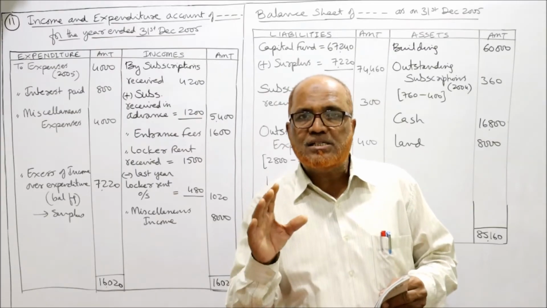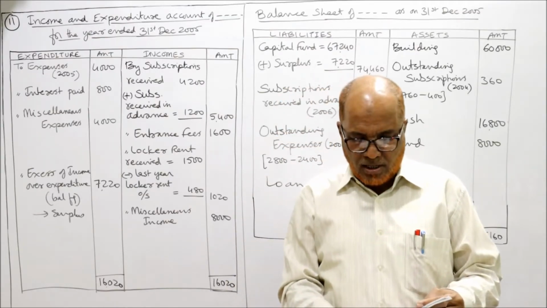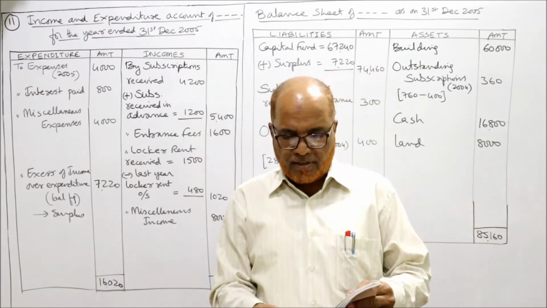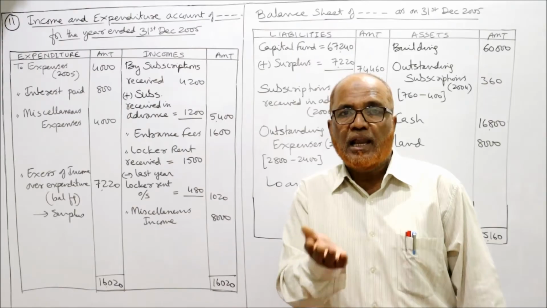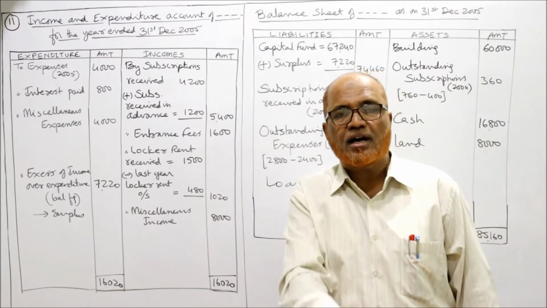So we have seen the receipts and payments account. Now we'll see last year's balance sheet. On the liability side, capital fund 67,240. Then subscription received in advance. Now see here, last year subscriptions were received in advance for the current year.